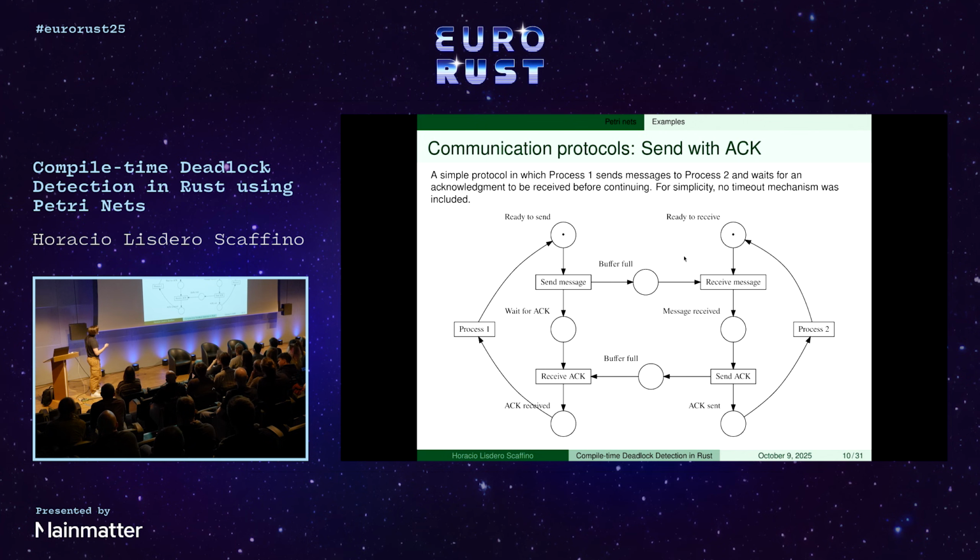We can also do communication protocols. This is a simple send with acknowledgement. So this could be a nice model for a channel in the Rust standard library. If we would be able to translate the send and receive calls, we could then have this kind of Petri model, and we would use the model checker to then check if a deadlock can occur or not.